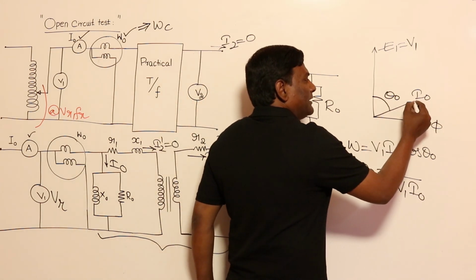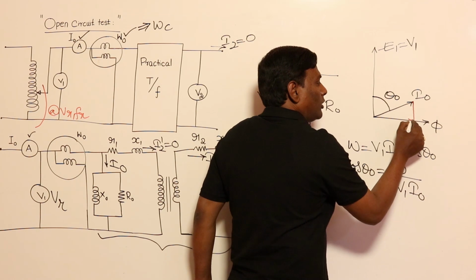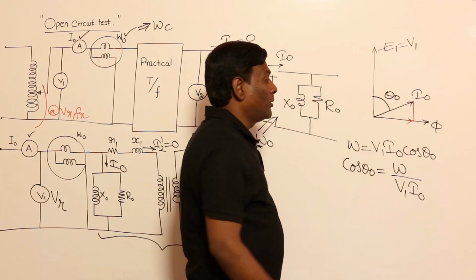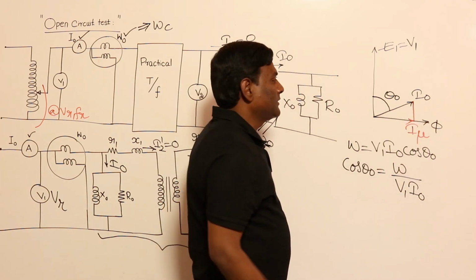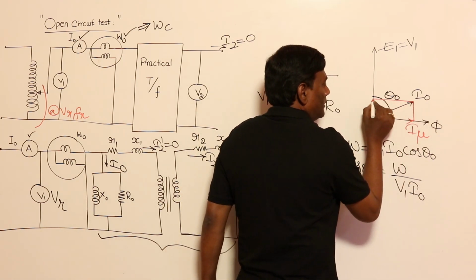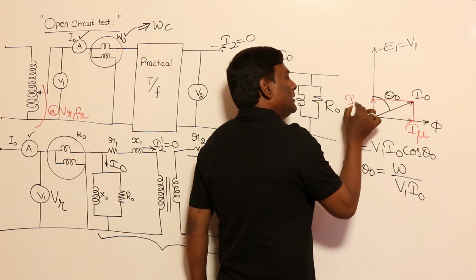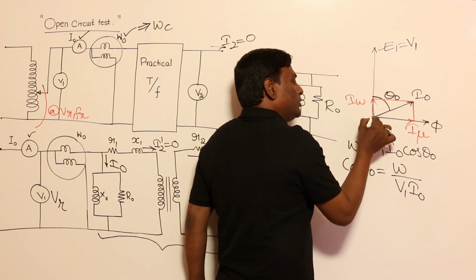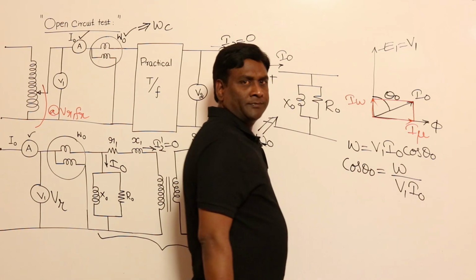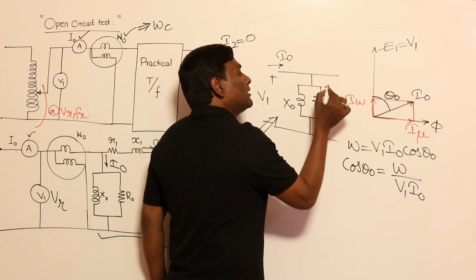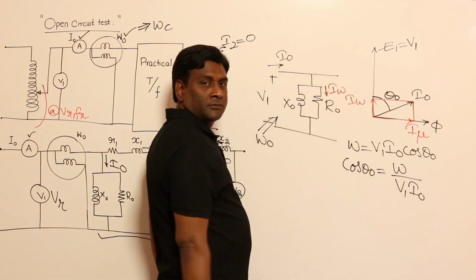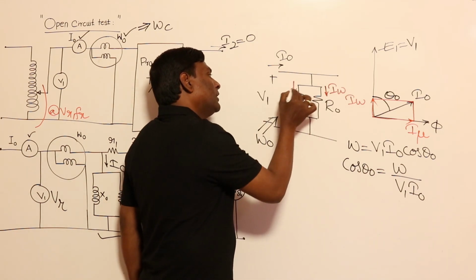Now, this component of current is going to be I mu, the magnetizing component of the no load current. Already we discussed it previously in the model. And this is going to be IW. So the IW value and the I mu value have to be found. If I can find I mu and IW, the current flowing through R0 is going to be IW, and the current flowing through X0 is going to be I mu.